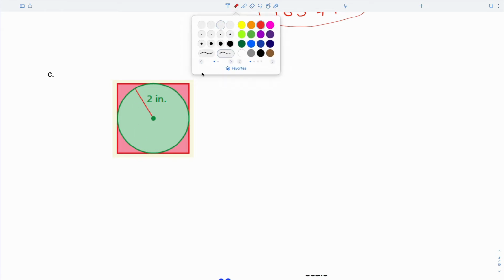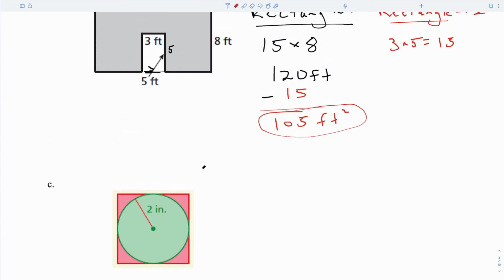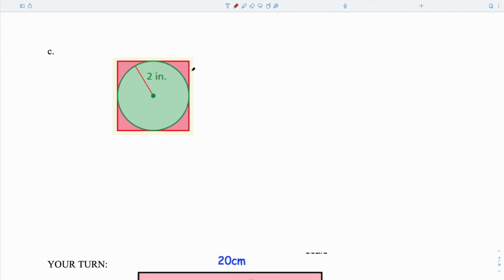I know there's no colors. That's why you're looking at my screen right now. Find the red parts. Yeah, feet squared. C has the radius of the circle.